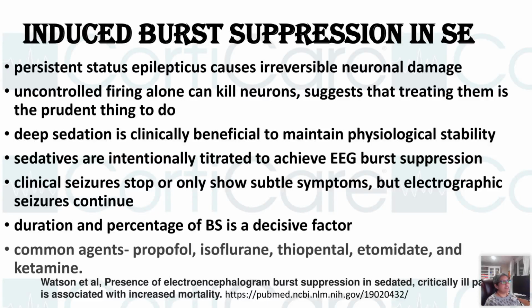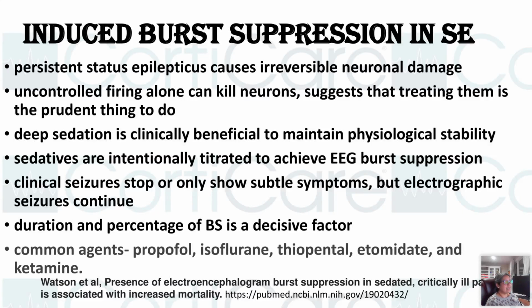So when the patient is put on induced burst suppression in status epilepticus, we see that the clinical component of the seizures stops, right? There may be some subtle signs. A patient who has generalized tonic-clonic seizures will have some twitching and tremors around the mouth, or maybe the hand or leg is twitching, but at least because of the sedation, the brain is stopped from overreacting and being overexcited, so there will be only some subtle symptoms.